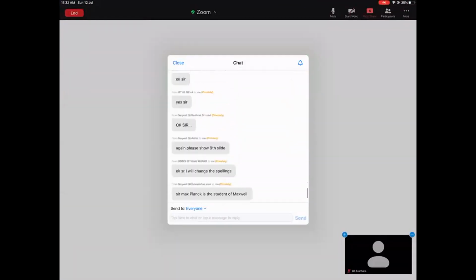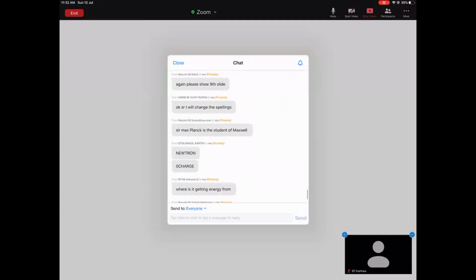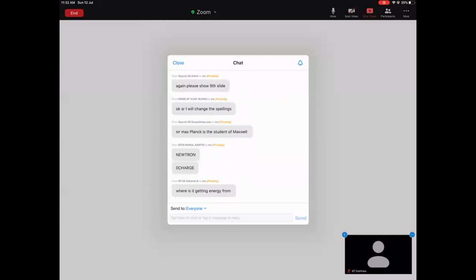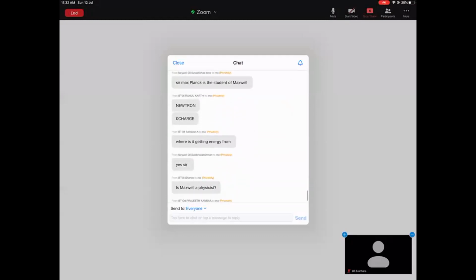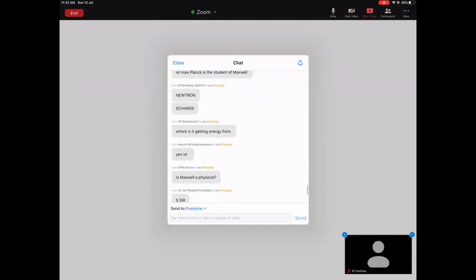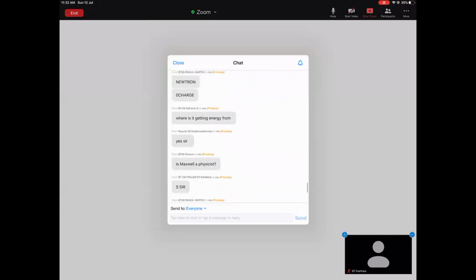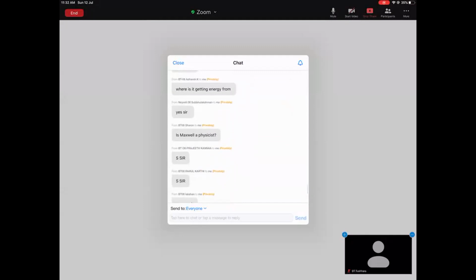Okay, now do we understand this? Again shows 9th slide. Sir, I will change the spelling. Sir, Max Planck is the student of Maxwell. Yes, Max Planck is the student of Maxwell. Where is it getting energy from? It is rotating. If it is rotating, it must be having some energy. If you are running around a particular thing, then you must be having some energy. Is Maxwell a physicist? Very good question. Yes, Maxwell is a physicist.